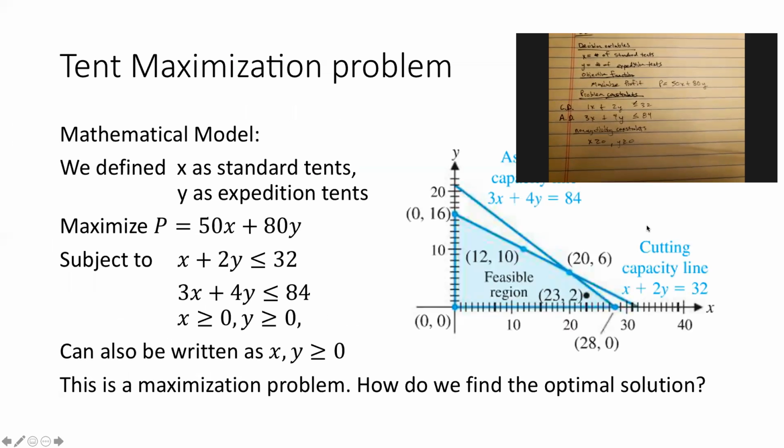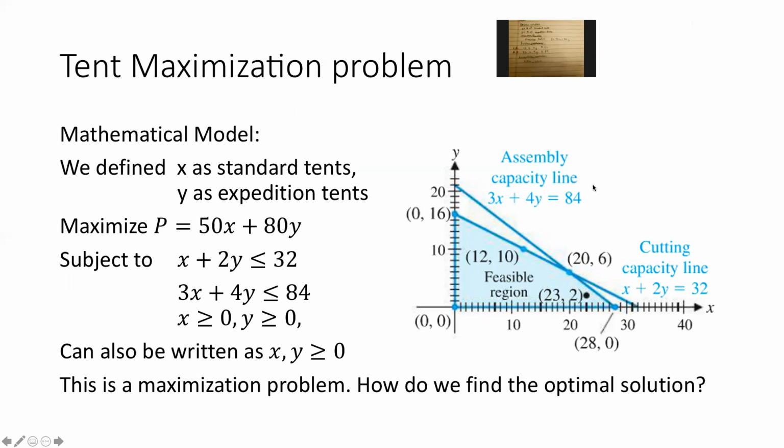So if we plotted this out, you should get a graph like... I'm just going to minimize this a little bit. So we have an assembly capacity line, that's this 3x plus 4y equals 84. And we're going to shade below it, right? Because we're doing less than or equal to. We could pick a test point such as 0, 0. And 0 plus 0 is less than 84, so that would make sense.